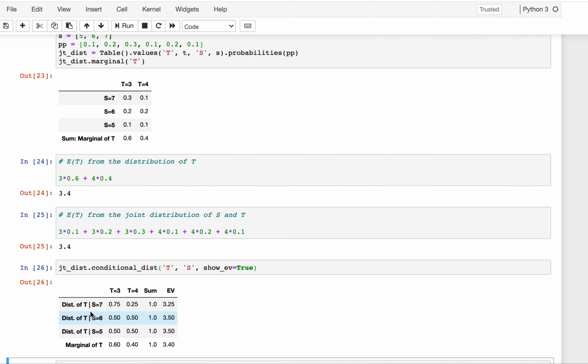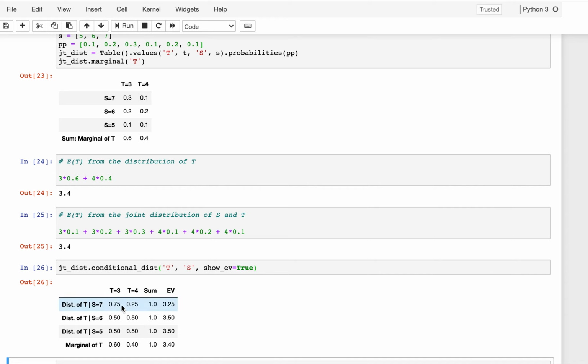So if you look at the event s equals 7, then given that, the chance that t is 3 is 0.75, and the chance that t is 4 is 0.25. This is the conditional distribution of t given s equals 7. So also the conditional distribution of t given s equals 6 and given s equals 5. Now these are distributions in their own right. So 3 with this chance, 4 with this chance. That's a distribution. It has an expectation. That expectation happens to be 3.25. 3 times 0.75 plus 4 times 0.25.